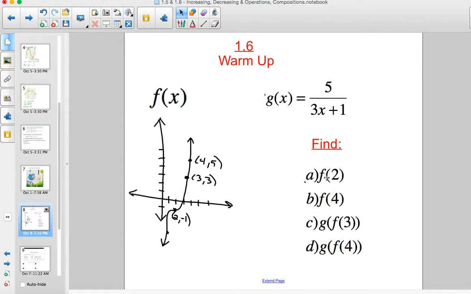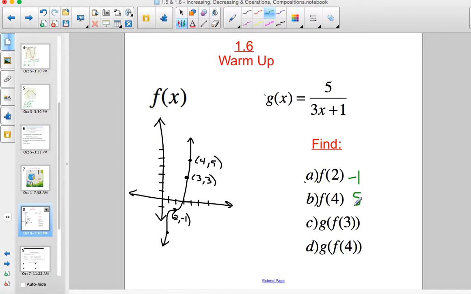All right, so I have f of 2. If I look at f of 2, what does that try and say? Well, this is f of x, so if I look at where x is equal to 2, you get negative 1. So f of 2 is negative 1. f of 4 is where the x coordinate is equal to 4 within f of x. So when I plug in 4, I get 5. So f of 4 is 5.